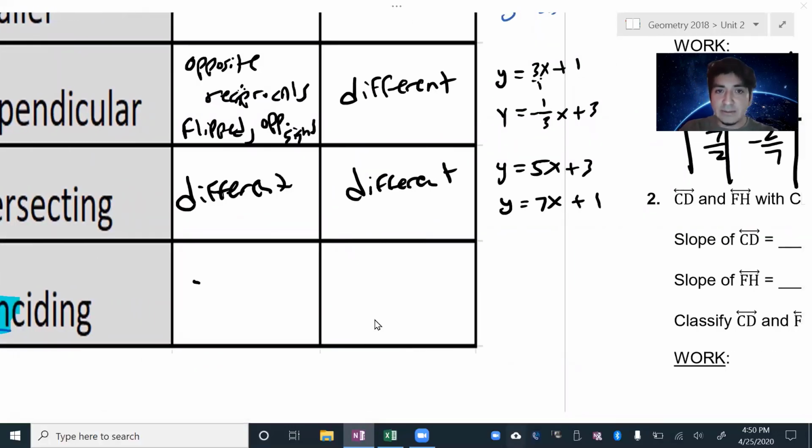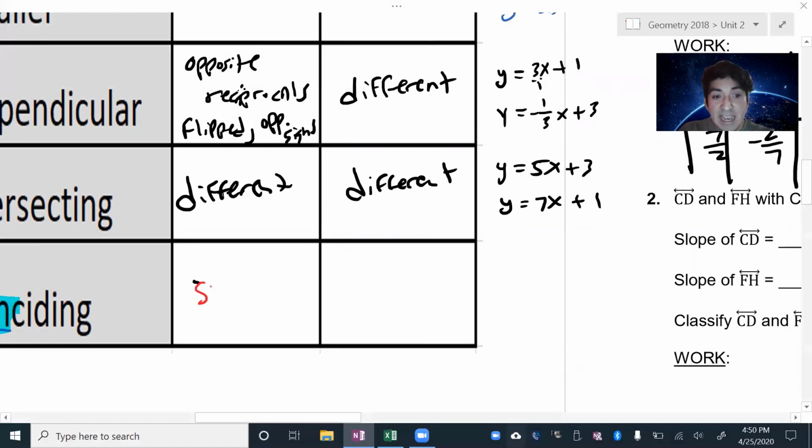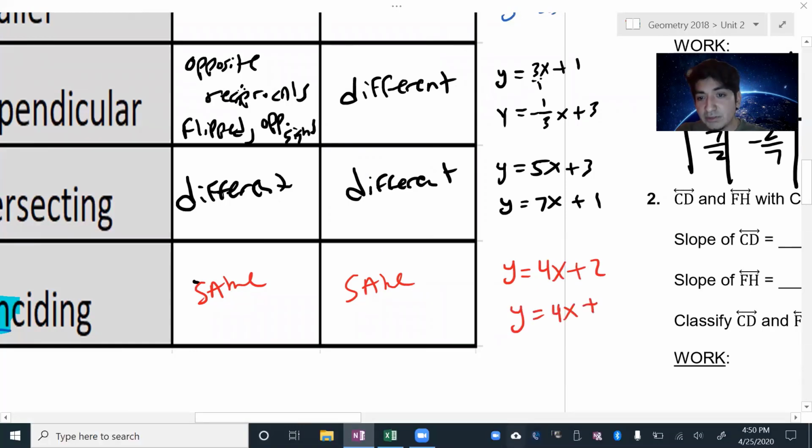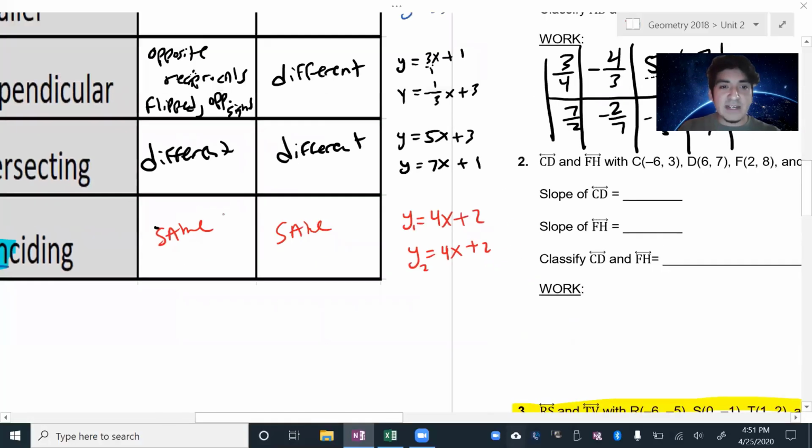That means they have the same slope and they have the same y-intercept. And what does that look like? y is equal to 4x plus 2. y is equal to 4x plus 2. So this would be the first line, and this will be the second line. So these are the characteristics that you can use to classify your lines.